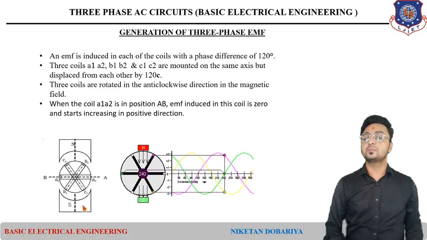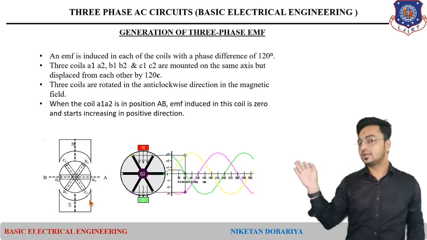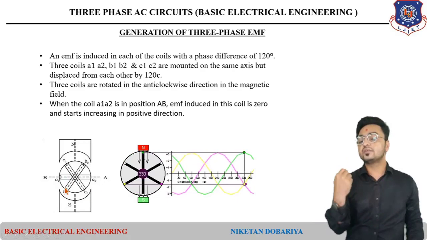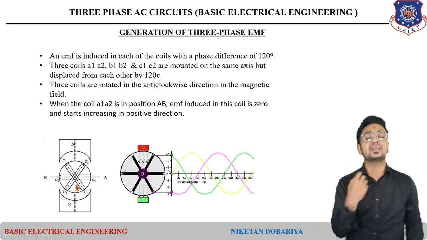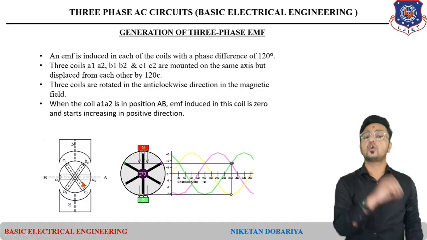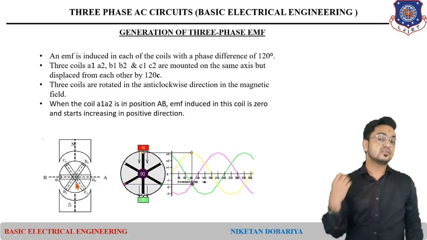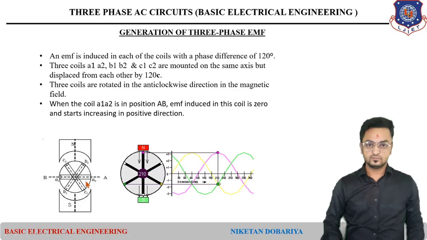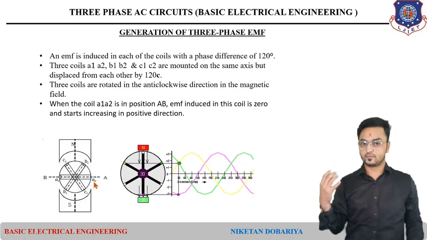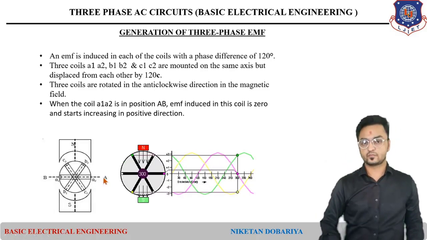If we observe this basic structure, we have two magnets, N and S pole, and in between these two poles we get the magnetic field, and in that magnetic field we have arranged three coils. Now we want to generate three voltages as we are going to design a three-phase system. But before we start the discussion of this theory, let me tell you what exactly a three-phase system is.